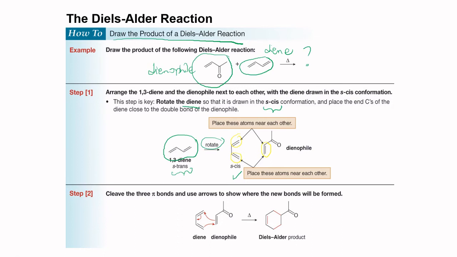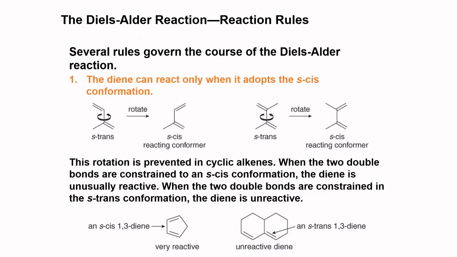Okay, once we have rearranged the starting material, we can show the movement of electrons using the curved arrows, and then we can get this. Those are the products. Okay, in Diels-Alder reaction, we have several rules that we need to follow.